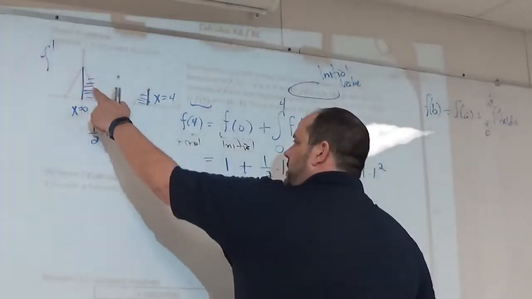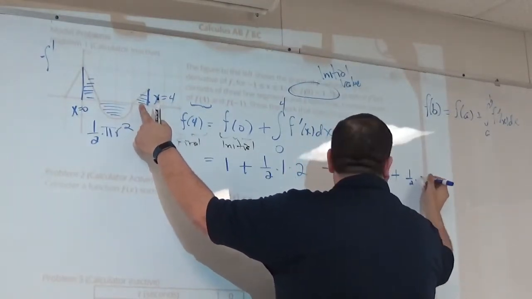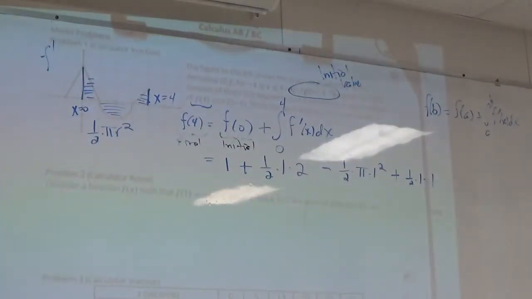Okay, we got 1, we got 2. Give me that last one. Area of a triangle, 1/2 times 1 times 1. Okay, that's your final answer. If this is the free response, you can stop.